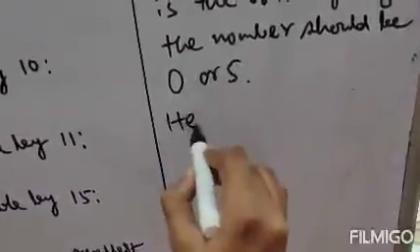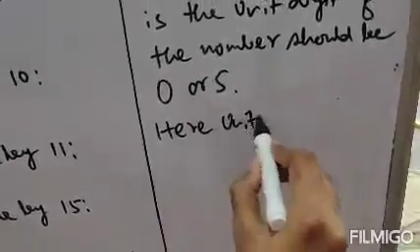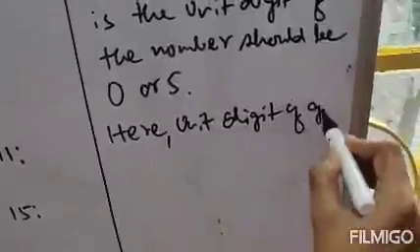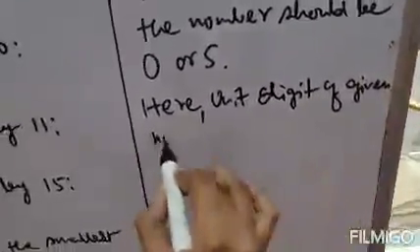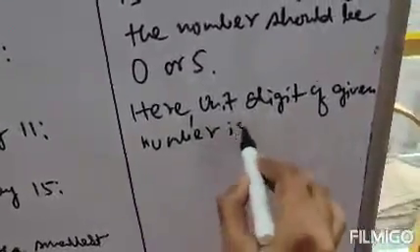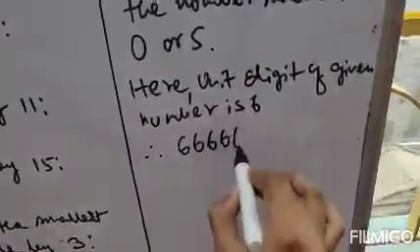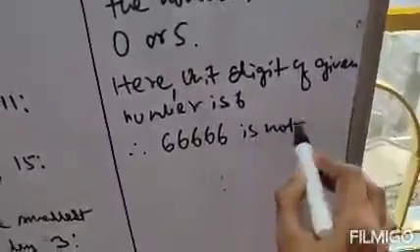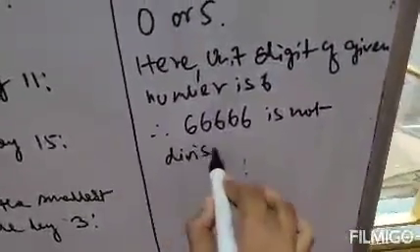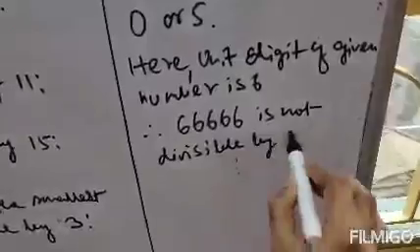Therefore, the unit digit of the given number is 6. Therefore, 1 2 3 4 5 6 is not divisible by 5. This is your answer. Clear? This is your answer.